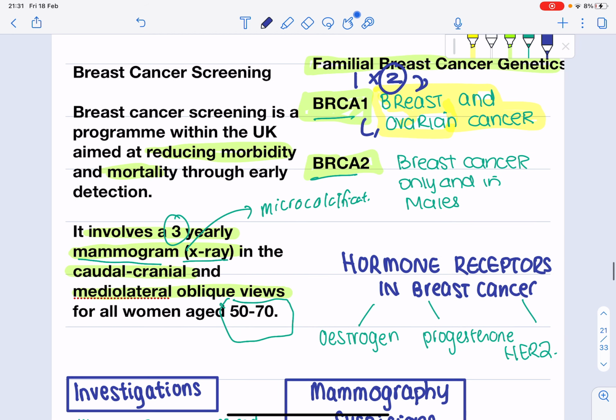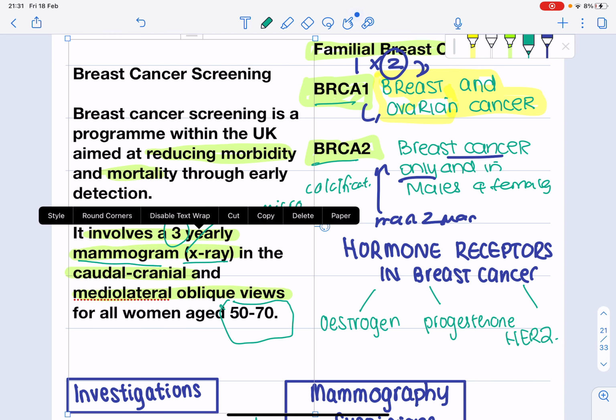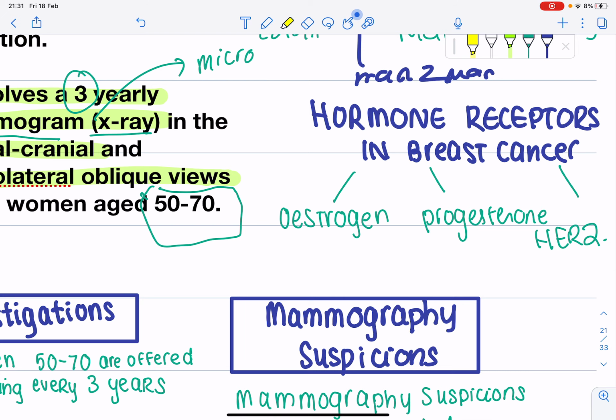Then you have BRCA2, which increases breast cancer risk in males. It's breast cancer only, and it increases the risk in males and females. But for this one, the mnemonic would be man to man, which is why BRCA2 increases the risk of it in males. There are also specific hormone receptors for which breast cancer can be positive, such as estrogen, progesterone, and HER2 receptors.